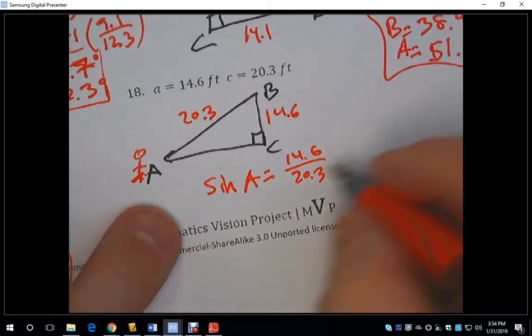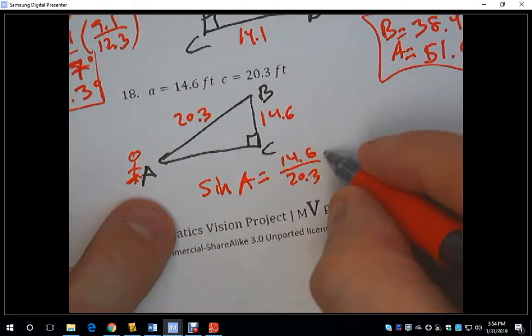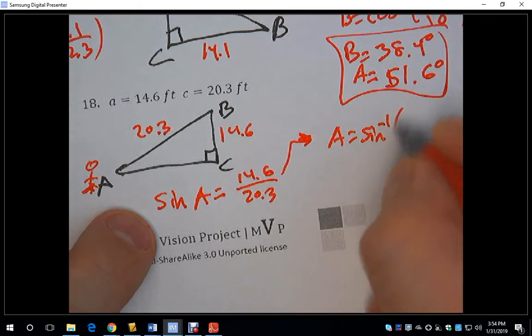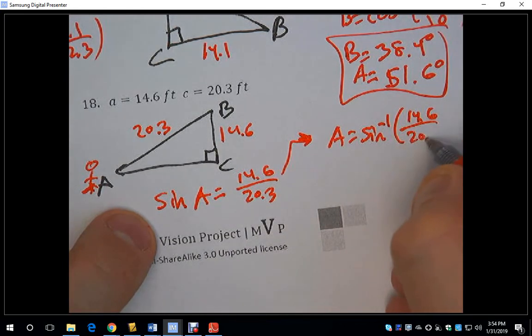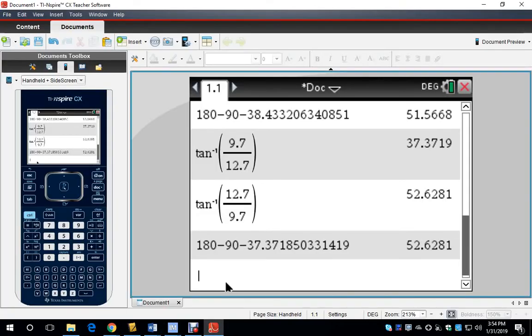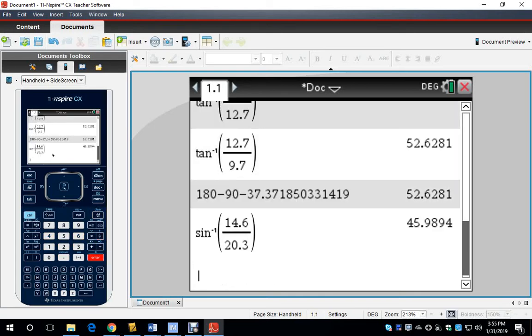We're going to do the inverse of sine, which is going to be A equals the inverse of sine of 14.6 over 20.3. Throw this one into our calculator. The inverse of sine of 14.6 divided by 20.3 to get angle A equals 45.98 or 46. I'm just going to round to 46 degrees.